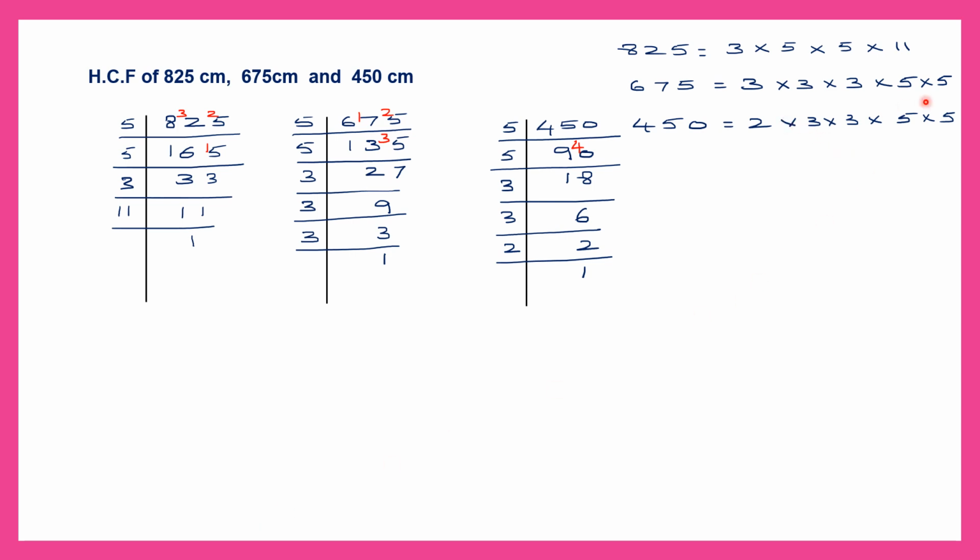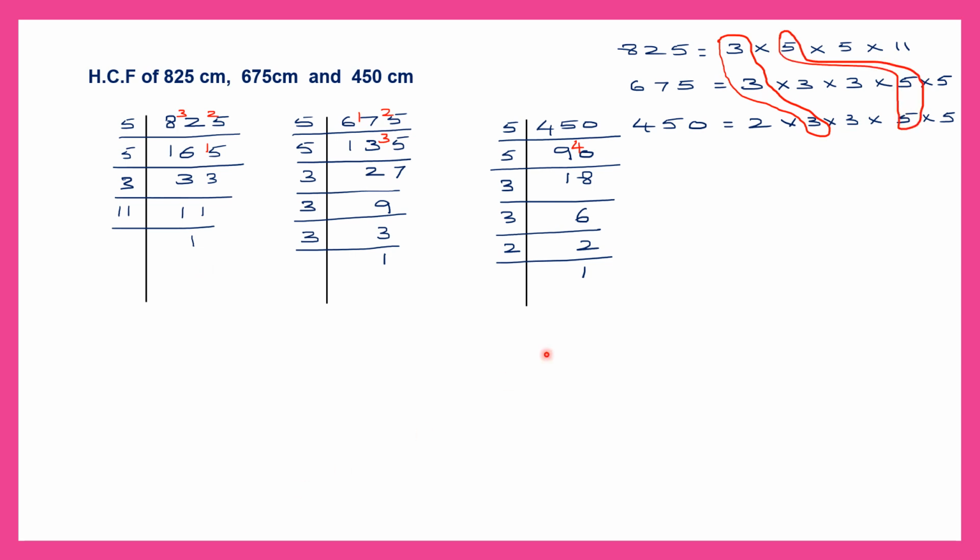We have to look for common factors. That is, the number should be there for all 3. So here we have 3, here also we have 3, here also we have 3. So 3 is common. So let's circle that. Let's look and see. Now here we have 5, here also we have 5, here also we have 5. So 5 is also common. So we have circled the 5 also.